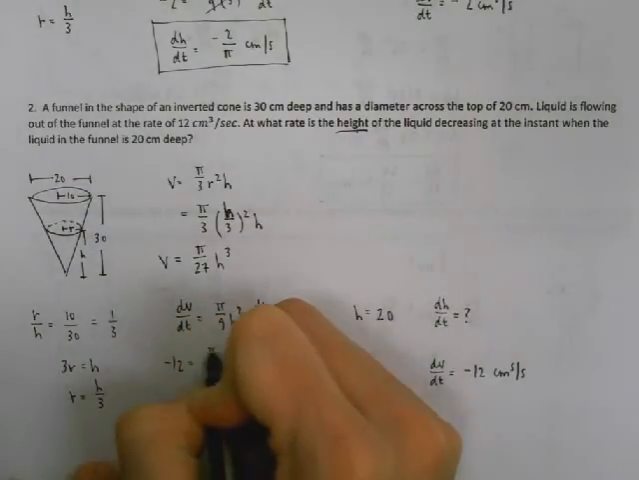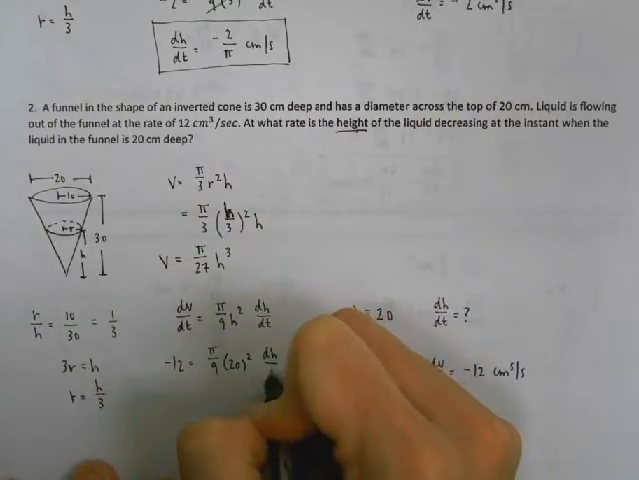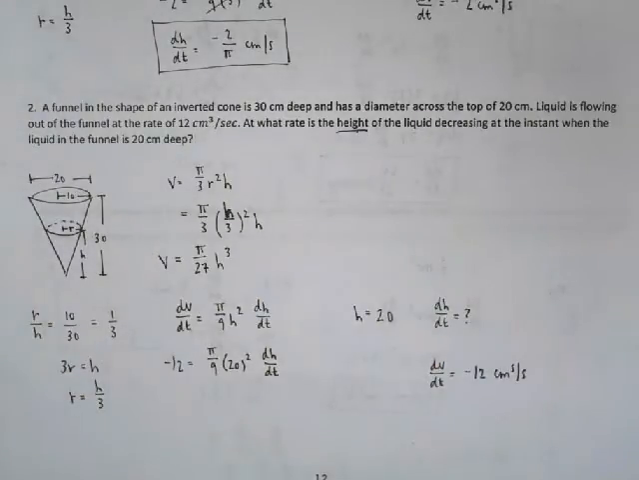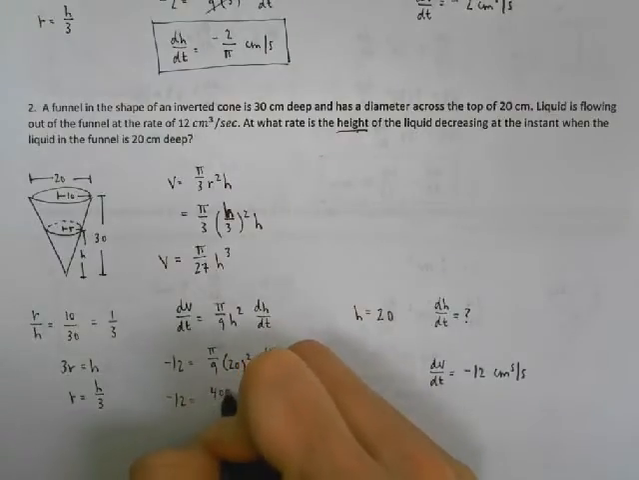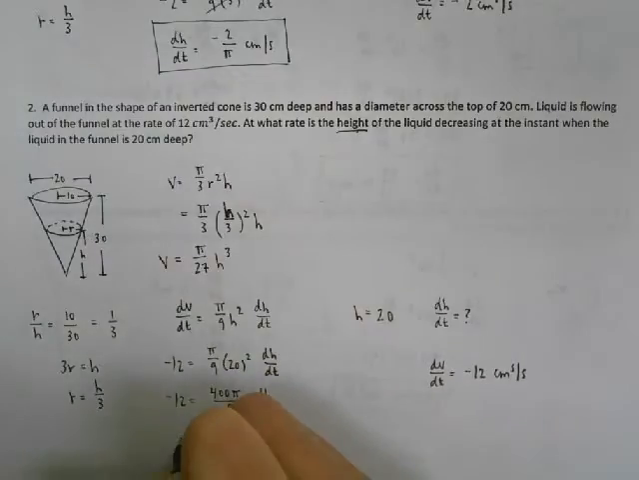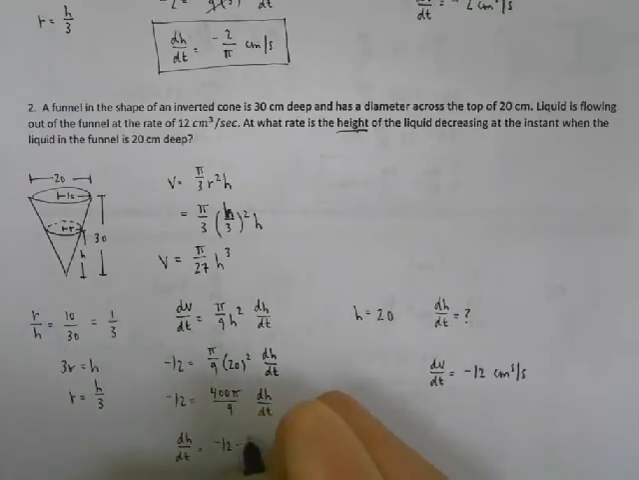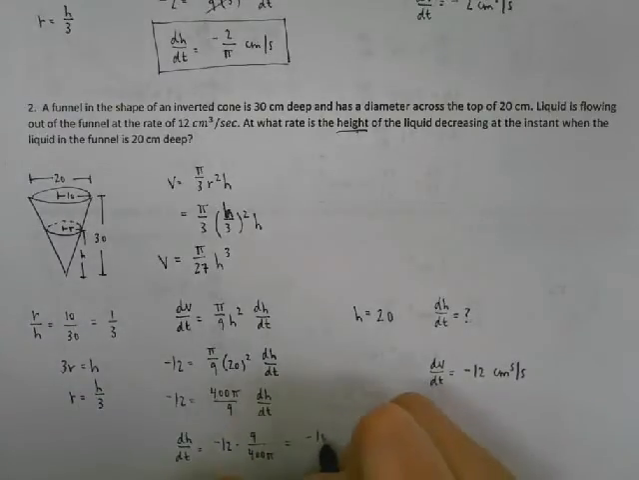-12 is equal to pi over 9 times 20 squared times dh/dt. So I get -12 equals, let's see, 400 pi over 9 times dh/dt. So to isolate dh/dt, I'm going to take -12 times 9 over 400 pi. And let's see what we get. I get -108 over 400 pi.